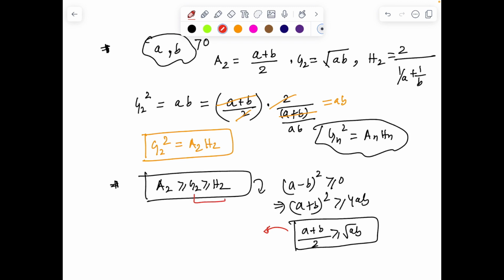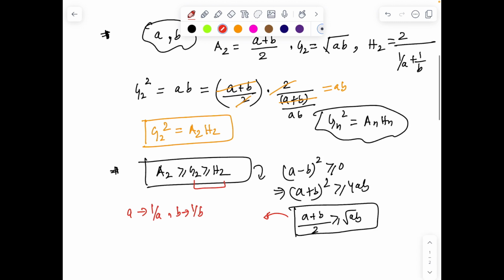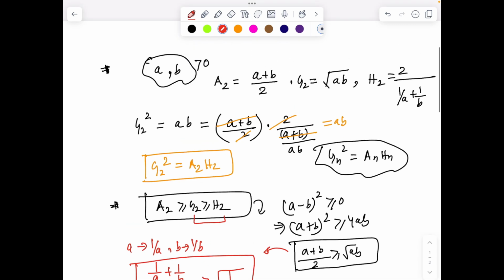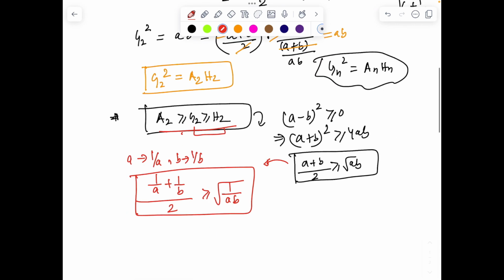Again, how will you prove the G2 and H2 inequality? That's very easy. We can replace a with 1 by a and b with 1 by b. It's fundamentally AM GM only, because then we'll have (1 by a plus 1 by b) by 2 is greater than or equal to root over 1 by ab. So it is specifically what we have: G2 is greater than or equal to H2.